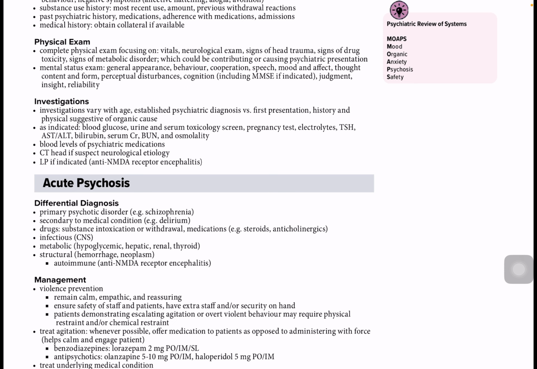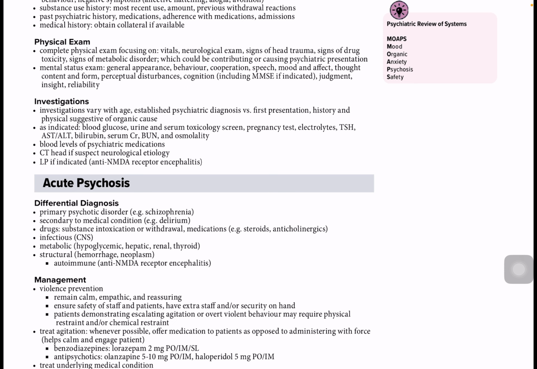So you need to know what investigations you are going to do. It depends on age. Establish psychiatric diagnosis versus first presentation. History and physical suggestive of organic causes. So if the patient is coming in for the first time, a young patient presenting in ER with psychosis, let's assume the friends are bringing a 25-year-old male to ER with psychosis, hallucinations, delusions. What blood work are you going to do?